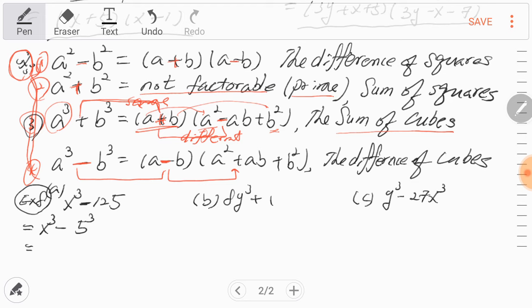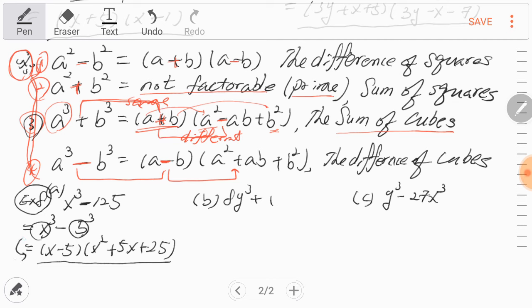Then let's use the formula. Here the bases are x and 5, so write down x minus 5 in parentheses. The first one squared, then a different sign, so plus, and then multiply the two bases, x and 5, so 5x, plus the second base squared, 5 squared, 25. So we factored right away using the formula.